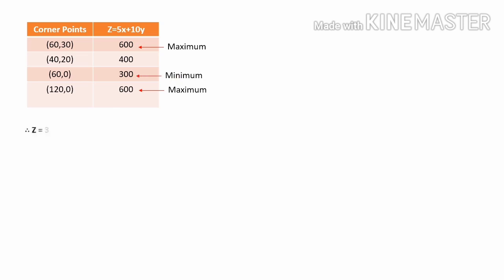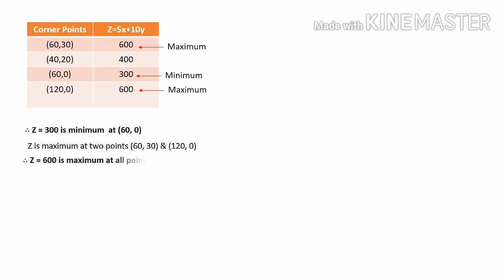So let's summarize it. Z is equal to 300 is the minimum at (60, 0), and Z is maximum at 2 points, one is (60, 30), another one is (120, 0). So this is the conclusion. And the maximum value we also have to write: Z is equal to 600 is the maximum at all points joining (60, 30) and (120, 0). So this is our conclusion.